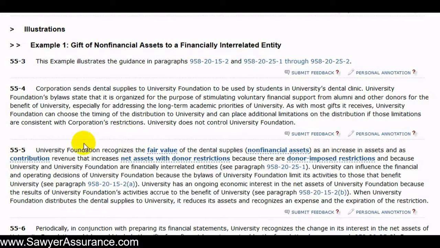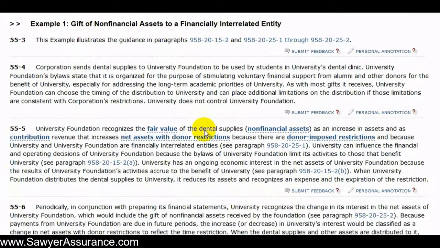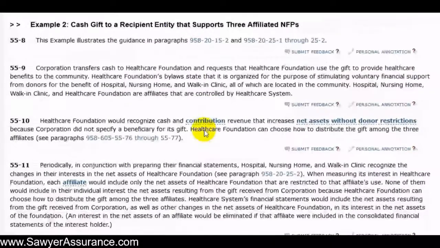So whenever the foundation receives the dental supplies from the corporation, it records a revenue and an increase in its assets that are donor restricted. And eventually when the foundation distributes the dental supplies to the university, it reduces its assets and recognizes an expense and the expiration of that restriction. So that's the first example as it relates to recording revenues for contributions that are intended for beneficiaries. Let's look at a few more.